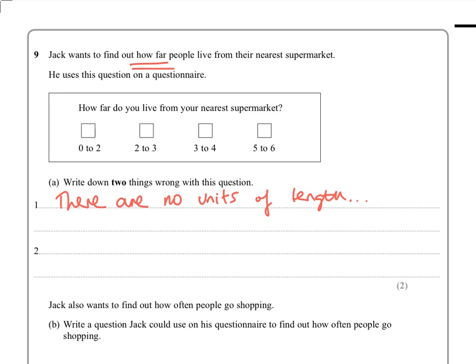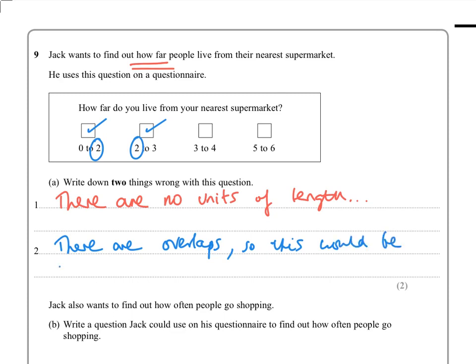And secondly, this is the real big no-no. If you wanted to answer 2, say 2 miles, then you could tick this box and this one at the same time. So there are overlaps. So this would be ambiguous. You don't have to use that word, but just say there's overlaps and there shouldn't be. So let's have a look at the next part.